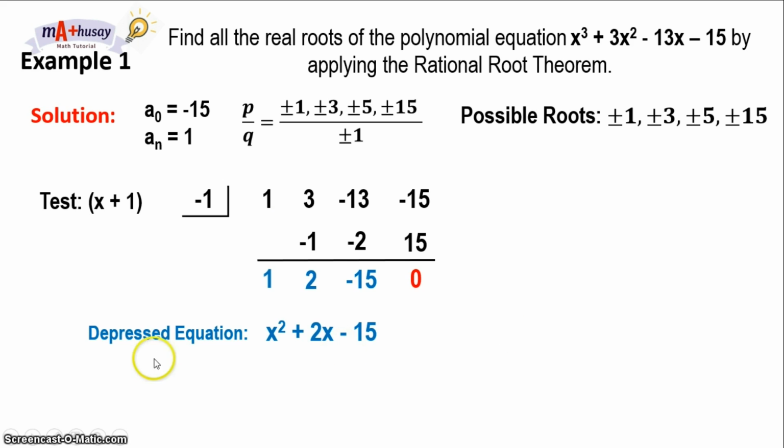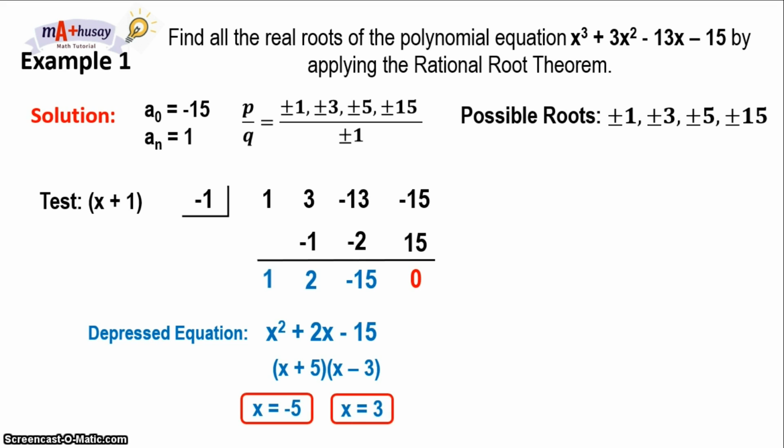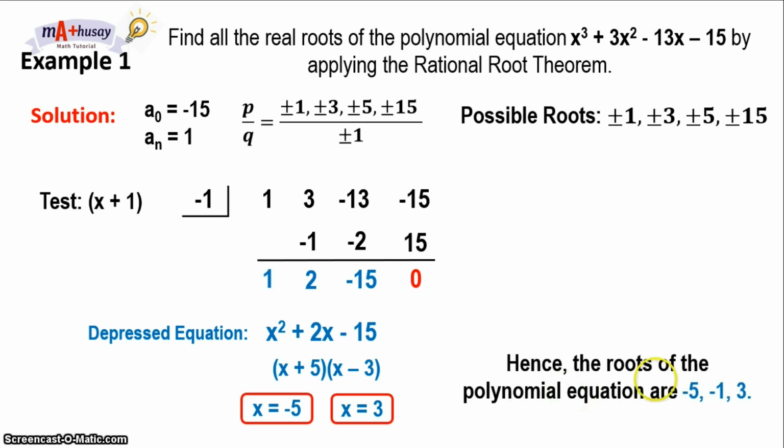Now, we can factor out this depressed equation. We can factor this as x plus 5 times the quantity x minus 3. So, solving for x, x is equal to negative 5, and the other one, x is equal to 3. Now, in this case, we have all the roots of the polynomial equation. Hence, the roots of the polynomial equation x cubed plus 3x squared minus 13x minus 15 are negative 5, negative 1, and positive 3.